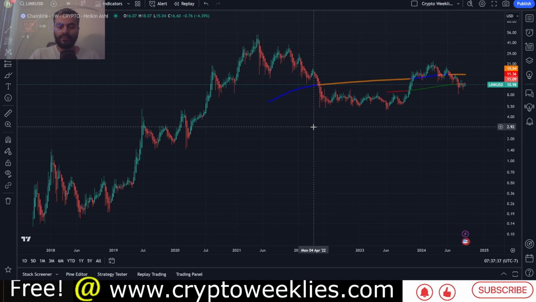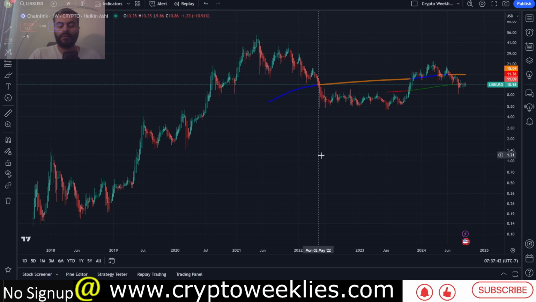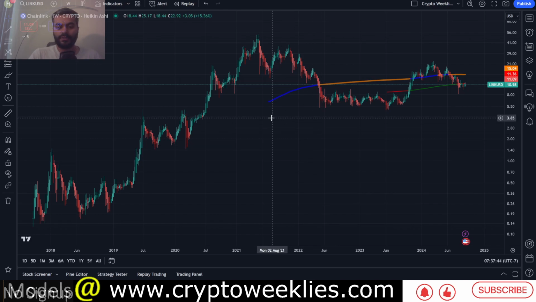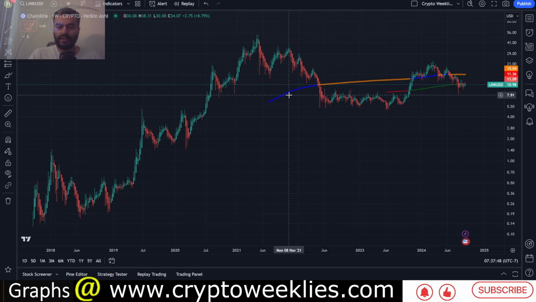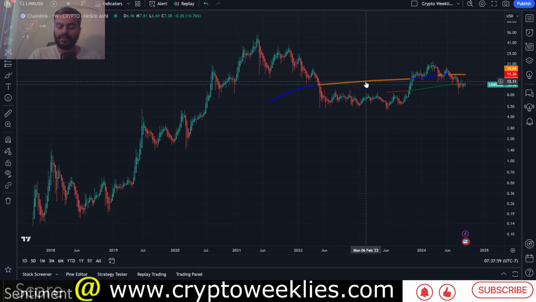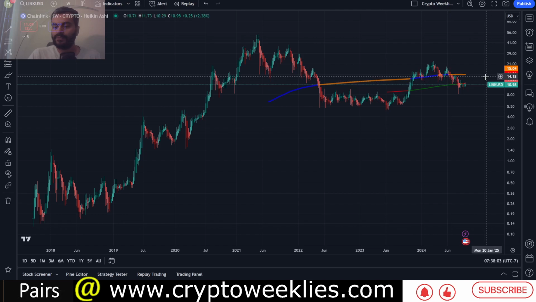The chart that you are seeing on the screen is the weekly chart on TradingView for Chainlink USD. The key idea with this chart is you can see there are two lines which have diverging colors. The first line is the 200-week moving average for Link. Whenever the price is above this 200-week moving average, the color is blue. As the price turns lower than the 200-week, it turns orange. Right now it's in orange.